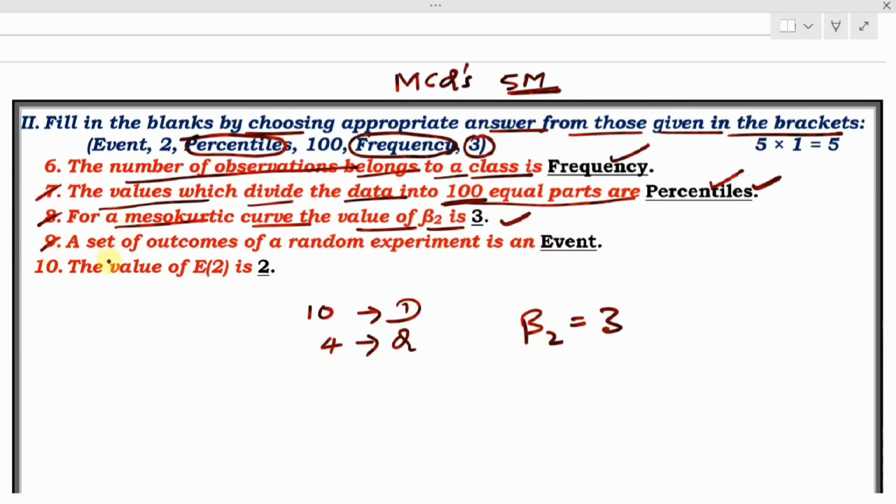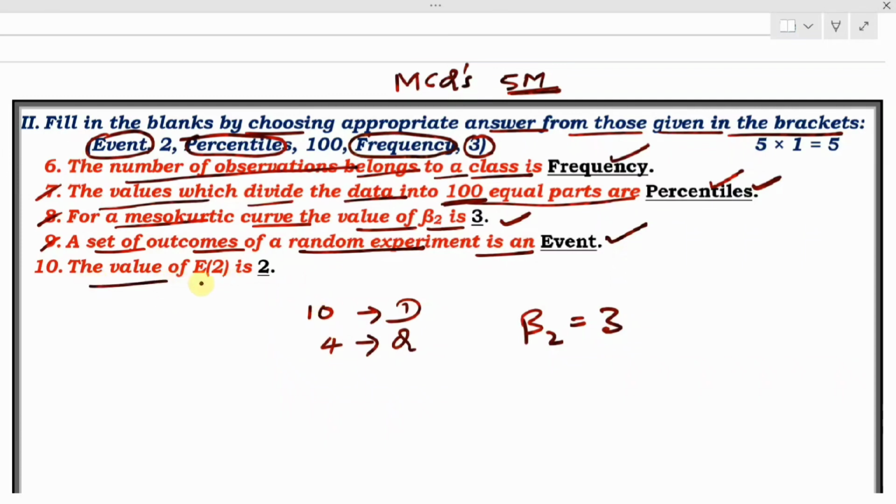Then question number 9, a set of outcomes of a random experiment is, it is a probability chapter question, a set of outcomes of a random experiment is known as event. So one of the options given was event, that's why event has been chosen for this.